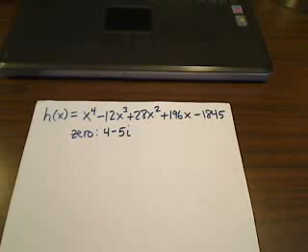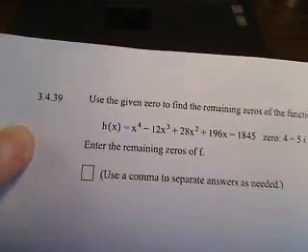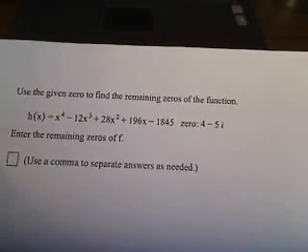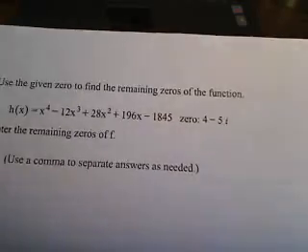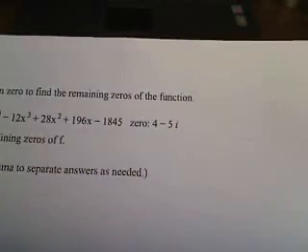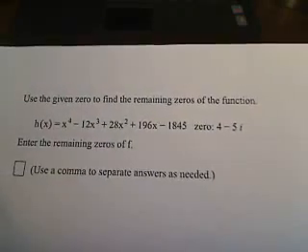All right, so here's a question that was asked over email, question 3.4.39, and they ask you to use the given zero to find the remaining zeros of the function. They give you this function right here, and they tell you that one of the zeros is 4 minus 5i, and then they want you to enter the remaining zeros.